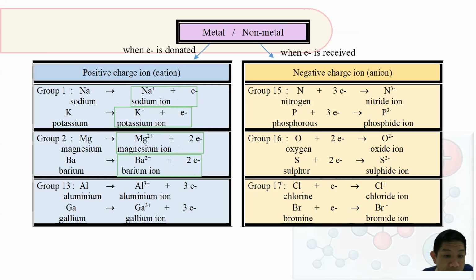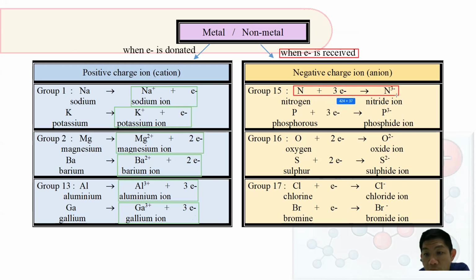Group 13 forms +3 charges, such as aluminium forming Al3+, and gallium can also donate 3 electrons to form gallium ions. Whereas on the other part, we have elements that, when they receive electrons, will form a negatively charged ion, which is also known as anion. So for example, when nitrogen accepted 3 electrons, it will form nitride ions.